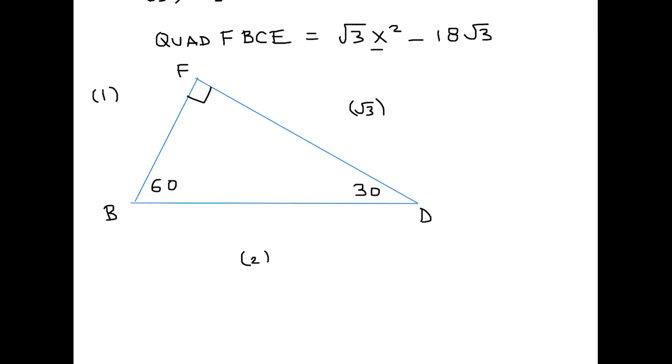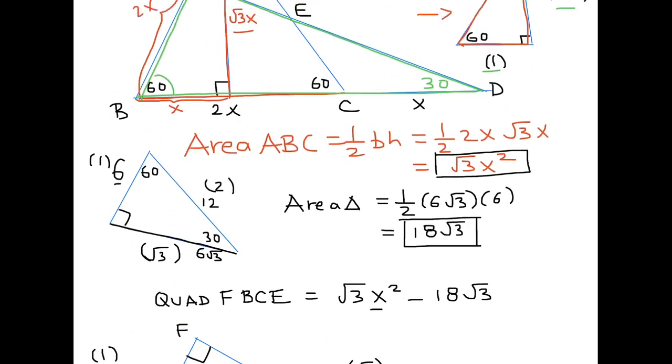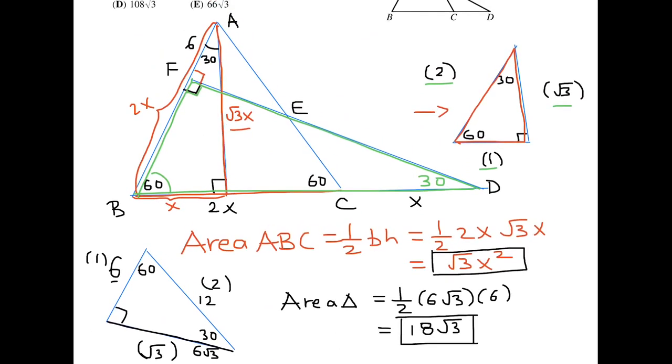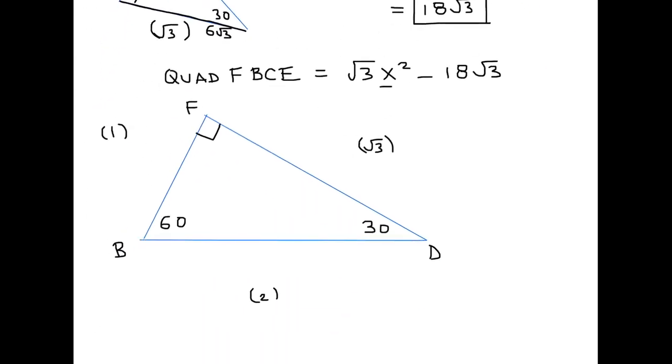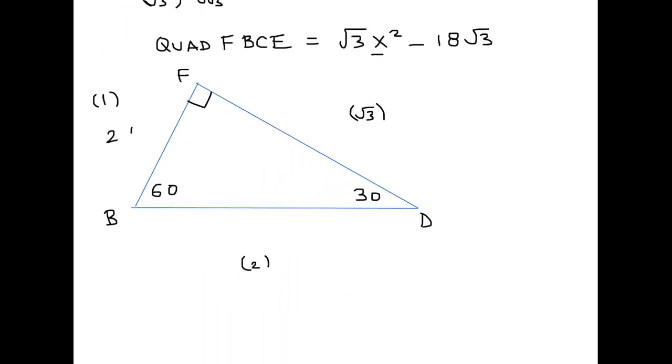Now, do we know any of these sides? Well, let's go back and see. This is FB, from here to here. And we know that AB was 2x. We previously figured that out. So that means that FB is going to be 2x minus 6, because A to F was 6. So FB is 2x minus 6. So that's going to help us.